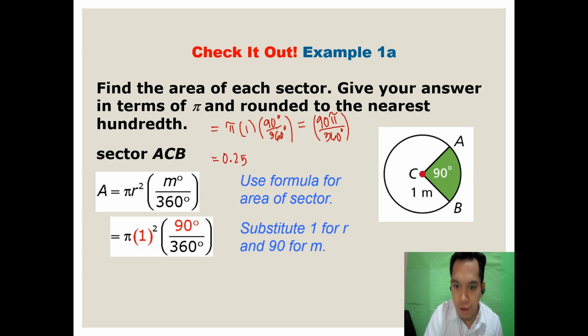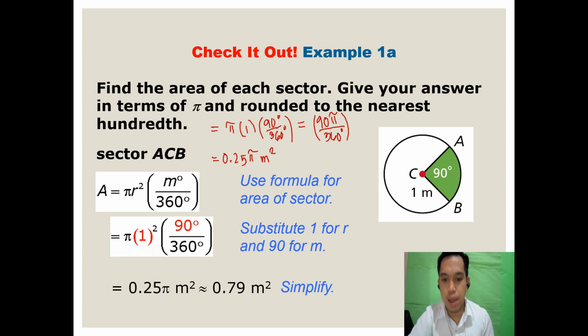So 0.25 pi. Ang kanyang unit ay m. So meter squared. 0.25 pi meter squared. So i-simplify pa natin yan. I-multiply mo itong 0.25 at saka itong pi. So 0.25 times pi is 0.79 meter squared. The area of the sector in this particular example.